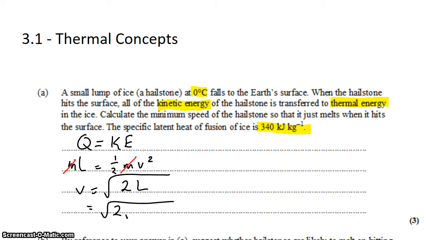This is the square root of 2 times 340. But it's 340 kilojoules per kilogram. Kilojoules are not the fundamental SI unit for energy. They're not the standard SI unit. We need to convert that into joules. So that's 340 times 10 to the third joules per kilogram. Running that calculation, we get 8.24 times 10 to the second meters per second as the minimum speed so that there's just enough energy to melt all the ice.